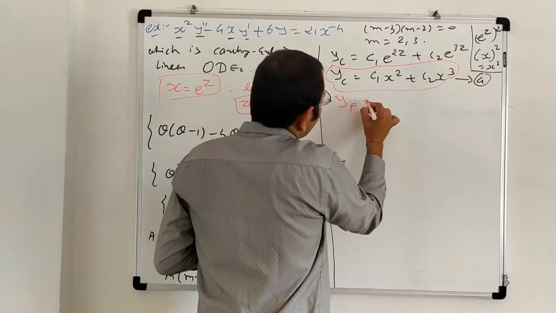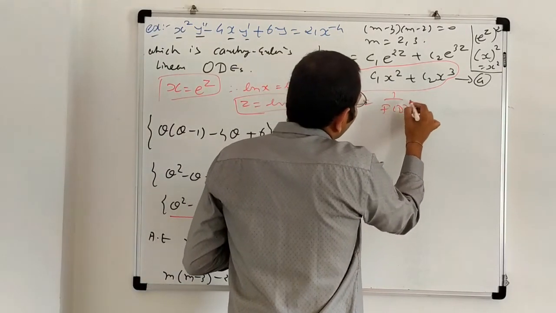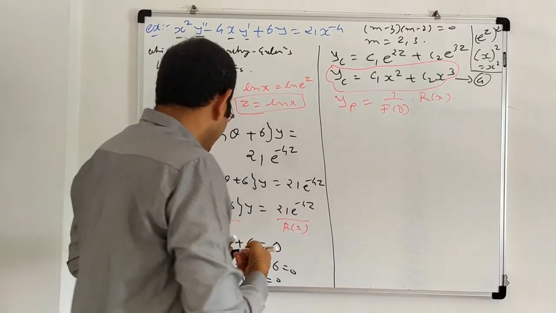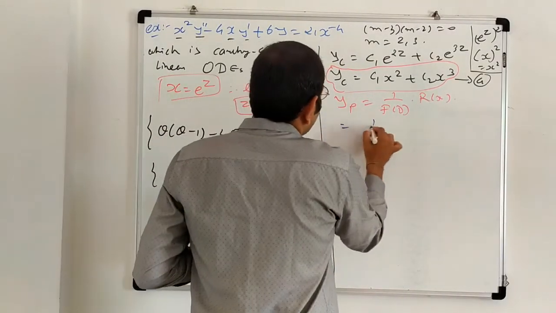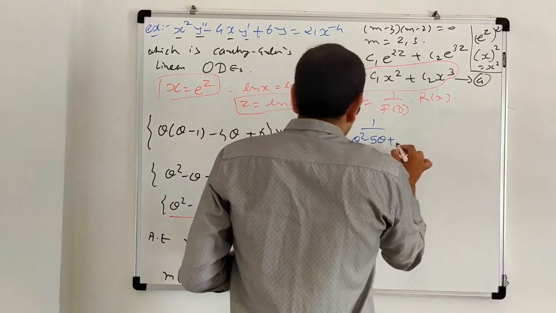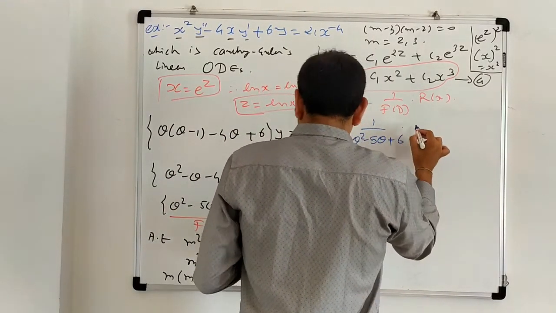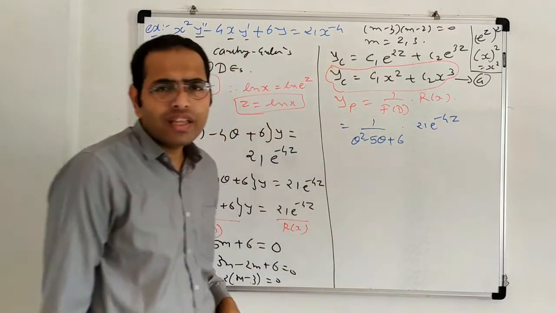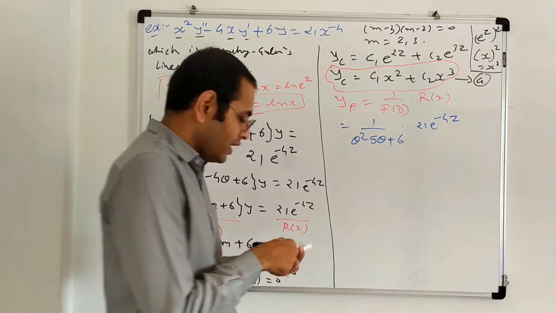Now we find yp. Then yp equal to formula 1 upon f of D into r of x. Substitute this value. Then 1 upon f of D, theta square minus 5 theta plus 6, into r of x, that is our 21 e raised to minus 4z. In this term, we use case 1.